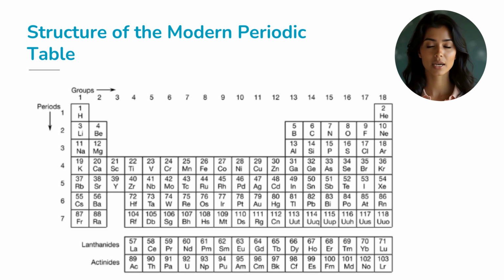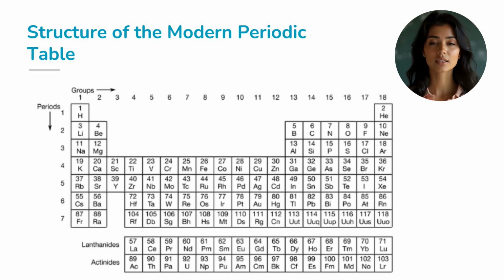Groups 1 and 2 make up the S block, groups 13 to 18 form the P block, and the central chunk, groups 3 to 12, are the transition elements or D block. Below the table, we often place 2 extra rows, the lanthanides and actinides. These are the F block elements. This systematic arrangement allows chemists to locate an element instantly and even predict its behavior.